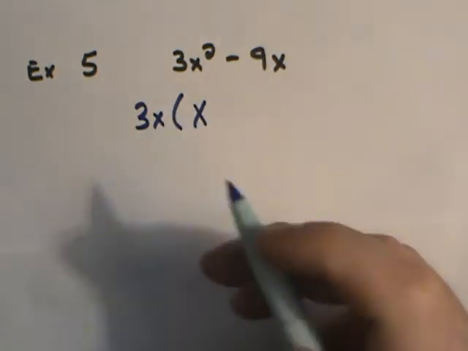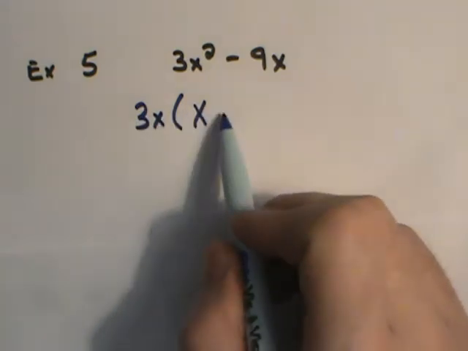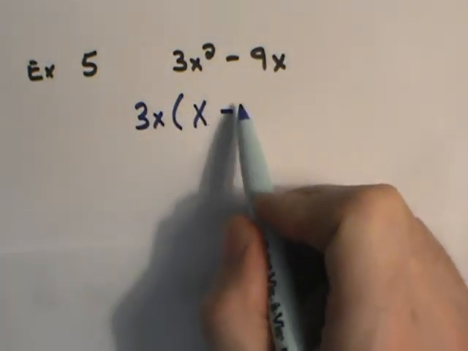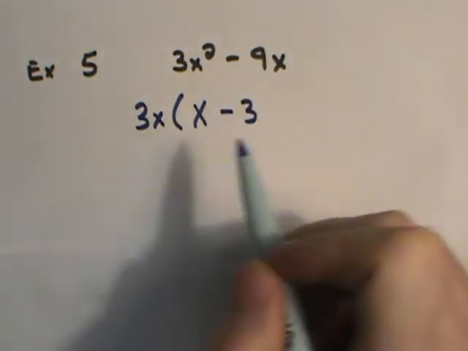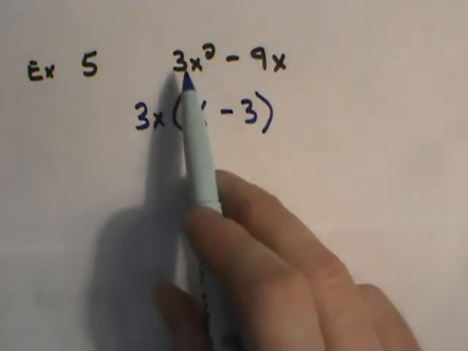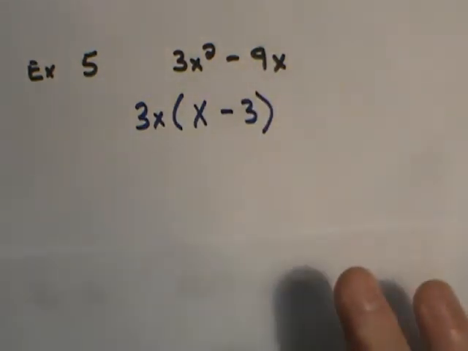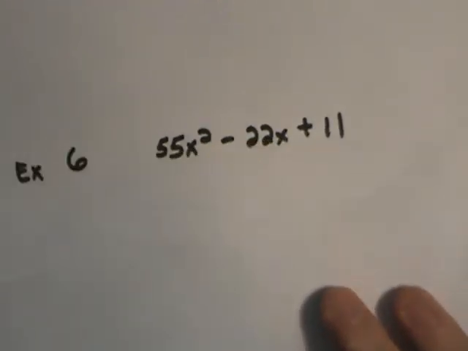It's okay if you have the 1 there, but you don't need it. And then in a similar way, 3 times what produces negative 9? Negative 3. And then I already have the x there. So this gives me a problem that if I were to distribute it, I would end up with that 3x squared minus 9x. And then we'll do an example 6 here.